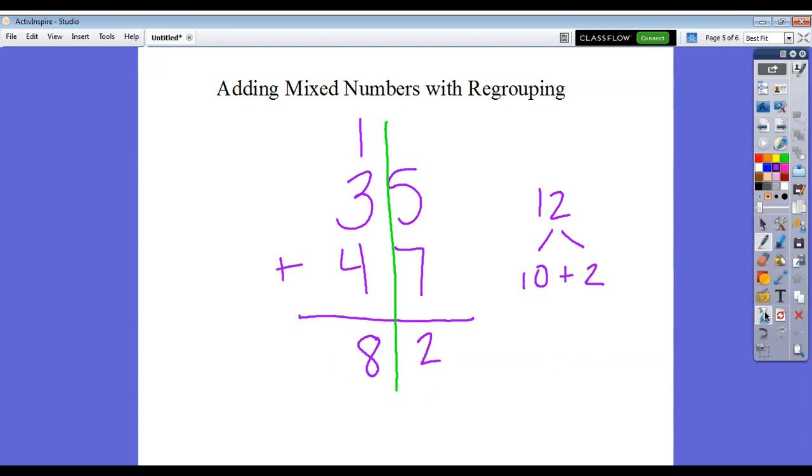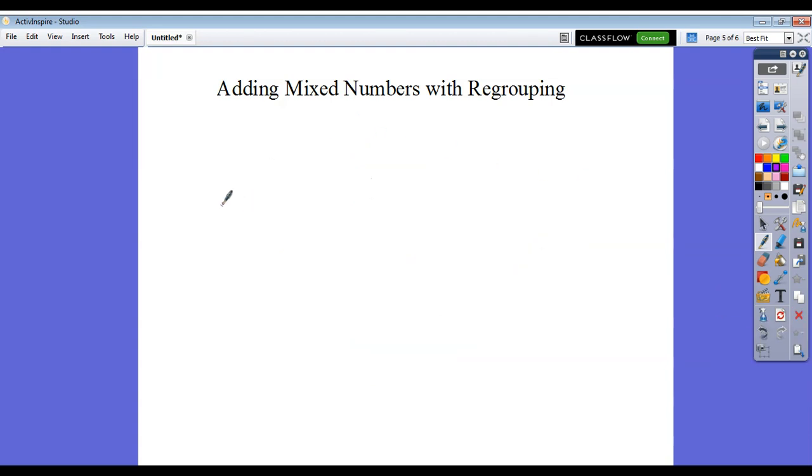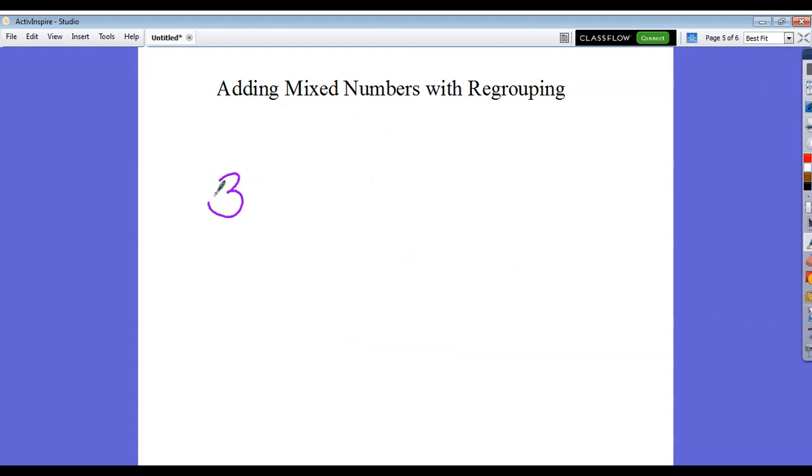So this strategy is the same strategy that we're going to use when we add mixed numbers. So if I was going to add 3 1/2 plus 4 2/3, again, the first step that we need to do is we need to find a common denominator. So I want to change these two mixed numbers into a common denominator for 2 and 3.